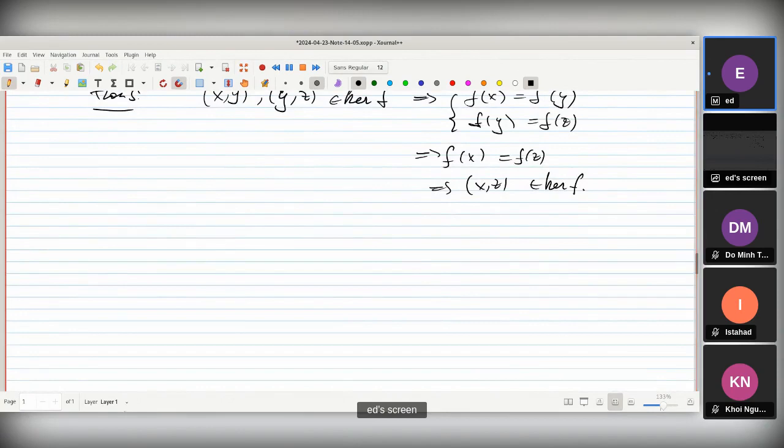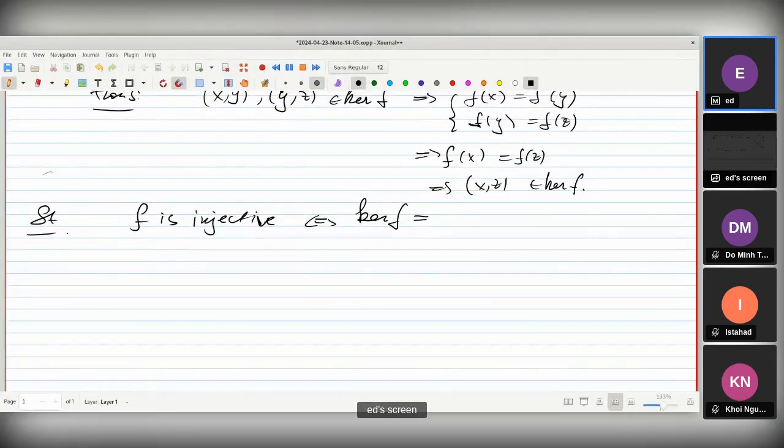Let us prove the following easy theorem. We say that f is injective if and only if its kernel is... Any ideas?